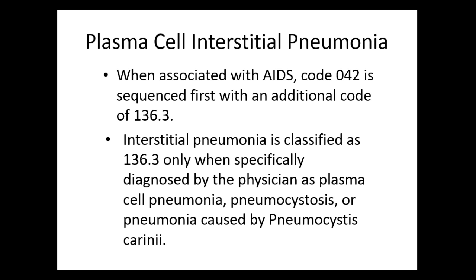Plasma cell interstitial pneumonia is an acute, highly contagious pneumonia caused by Pneumocystis carinii. It is frequently seen in AIDS patients and is a major cause of death. Plasma cell interstitial pneumonia may develop also in patients with immunocompromised states due to other causes, such as cancer, severe malnutrition, and debility.